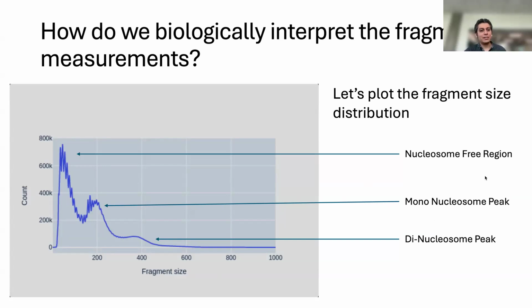And this lines up really nicely with a nucleosome-free region and a mononucleosome peak. The mononucleosome peak typically peaks around that 147 base pair mark, and that's the distance that your DNA is winding around a single nucleosome. And then that dinucleosome peak is essentially just two of those structures, and so on and so forth. This is one of the more basic QC plots that you get from almost any ATAC-seq analyses.